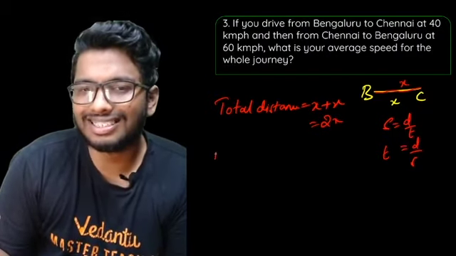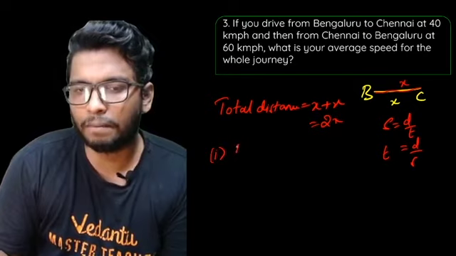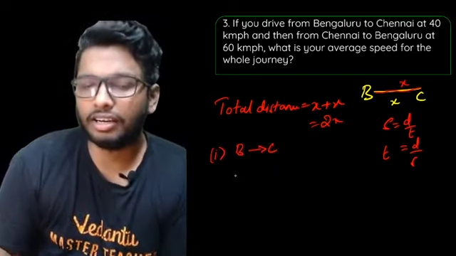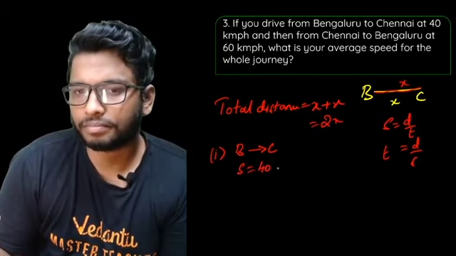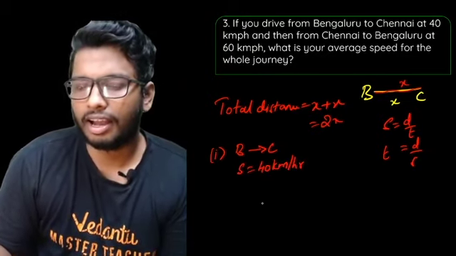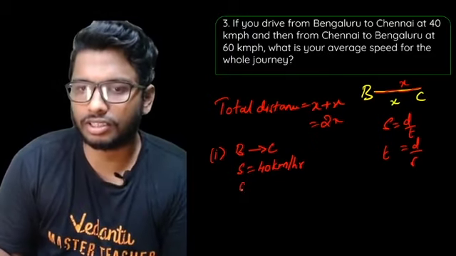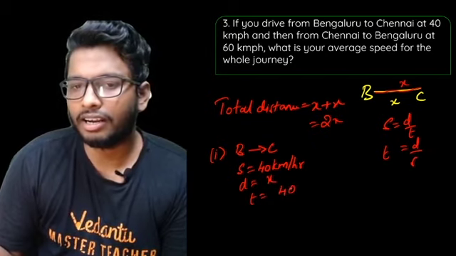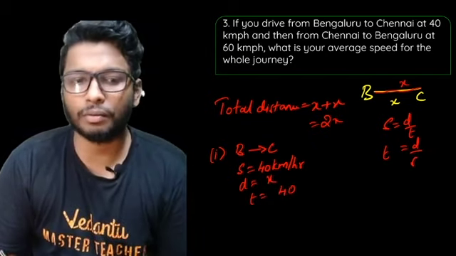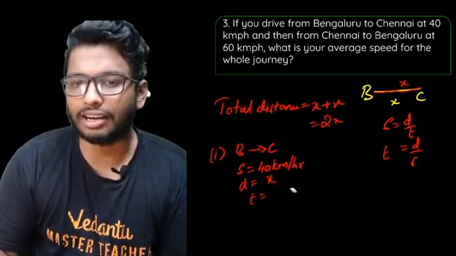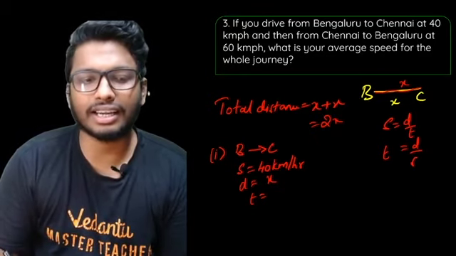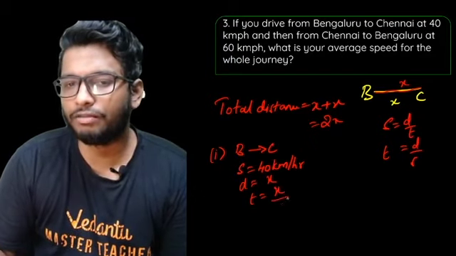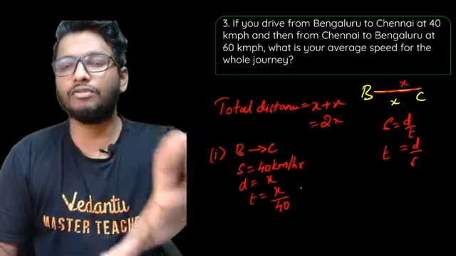For the first scenario, when he's traveling from Bangalore to Chennai, his speed is 40 km per hour, and the distance is x. So time taken would be what? It'll be distance by speed, so it'll be x by 40. This is the first value that I get.